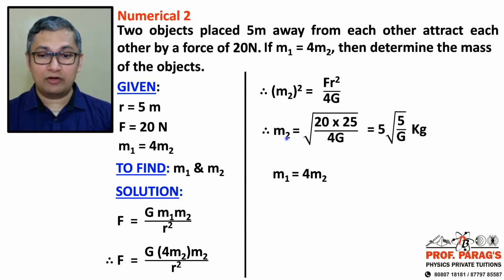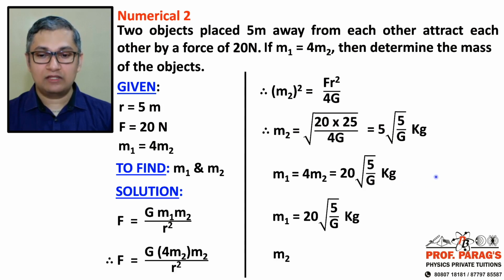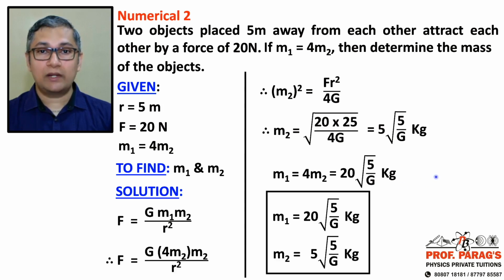And if we have already found out M2, then how do we get M1? Basically, it's just going to be 4 times that. So 4 into 5 will give me 20. So I have 20 root 5 divided by root G. So the value of M1 is 20 root 5 by root G and M2 is 5 times root 5 by root G. So that's the answer for question number 2.